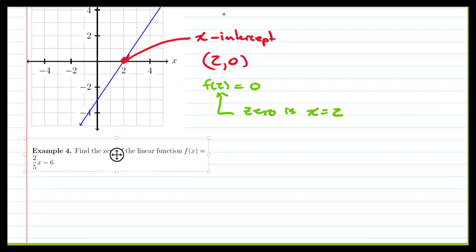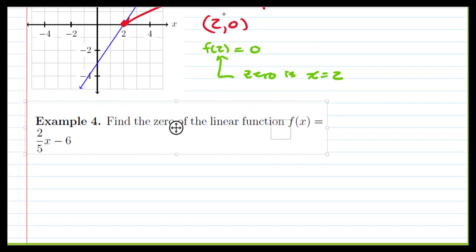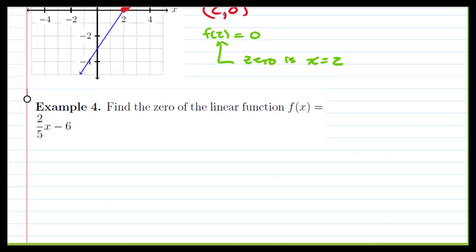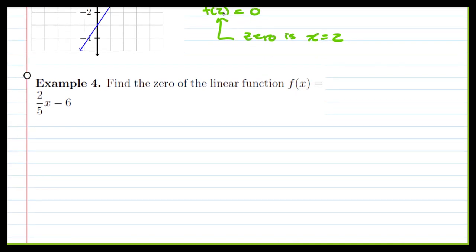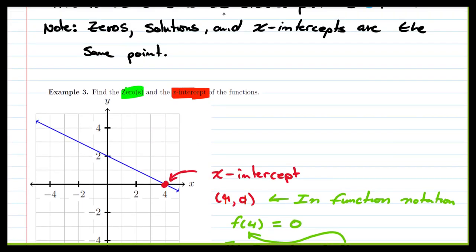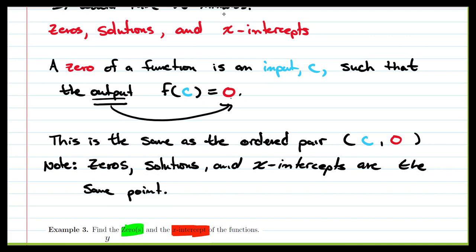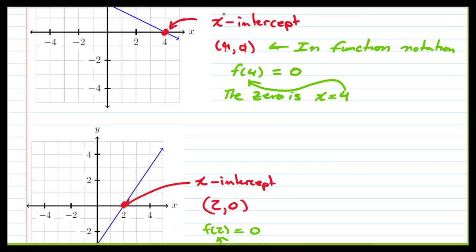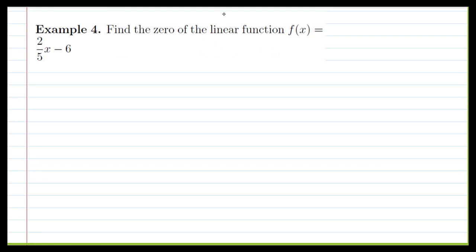So we want to find the 0 of this linear function. The idea is the same as what we've been doing, but we also said that a 0, a solution, and x-intercepts are the same thing. Well, we find that by setting f of x equal to 0. So the solution to f of x equals 0 is the 0.